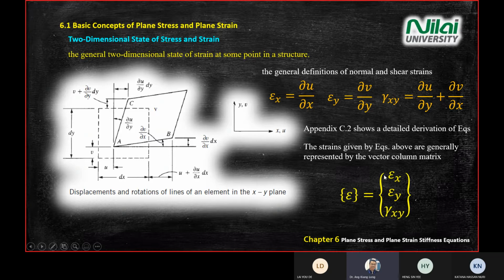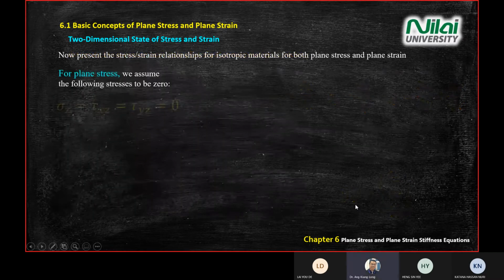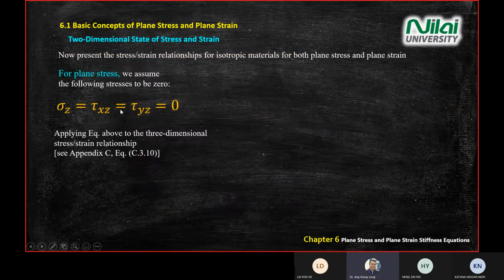Okay, so again, we can write all the degrees of freedom in matrix form for this chapter. Then one important case for chapter 6 is that when you look at plane problems, all the parameters in Z are 0. Stress 0, shear stress 0, and so on.